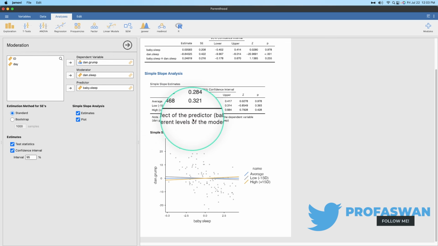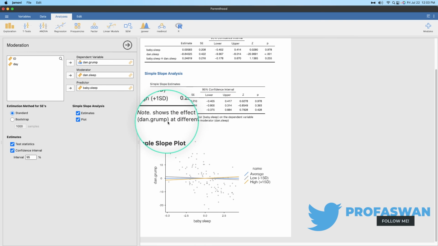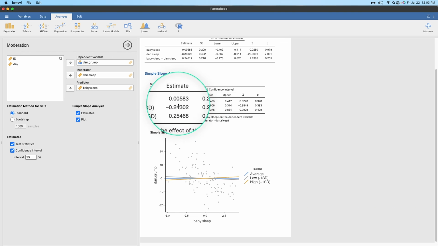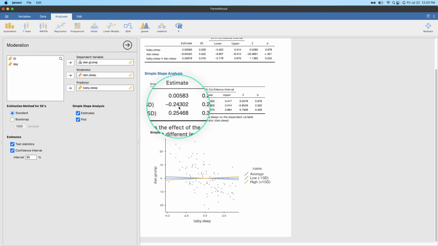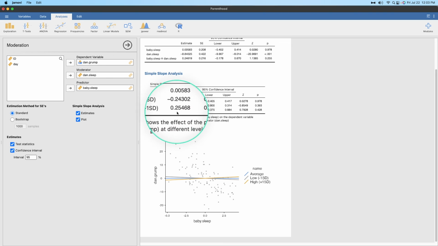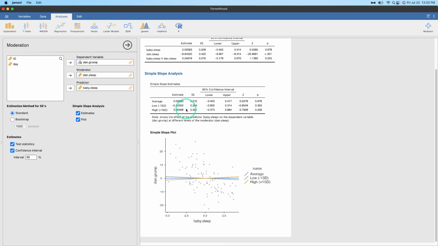Note, this shows the effect of the predictor, baby sleep, on the dependent variable, Dan grump, at different levels of the moderator, Dan's sleep, right? So the estimate is very low on the average amount of Dan's sleep. He is a little more grumpy when he gets low levels of sleep, and he is less grumpy when he gets more sleep. That's really what it's saying. But these values are so small, and you can see that there's not a lot of deflection of these lines from the average. So they're not significant. So the amount of sleep that Dan gets is not a moderator, but rather a mediator.